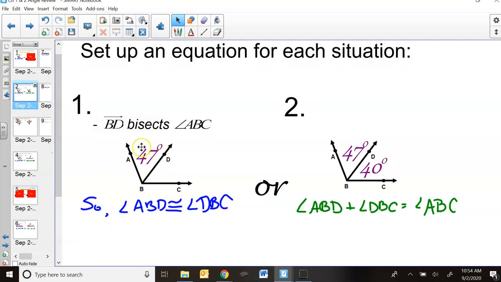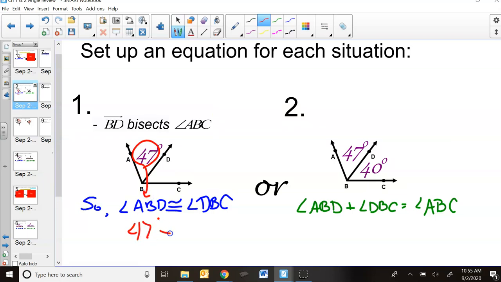So in this situation, again, BD bisects angle ABC, and I tell you that angle ABD is 47. So I need to know what equation I could make, since I know that ABD is equal to DBC, what equation could I make? Okay, hopefully you selected that since ABD is 47, you can put that in here, so 47 degrees is equal to angle DBC. That's what I know. Okay, sorry about my messy writing.